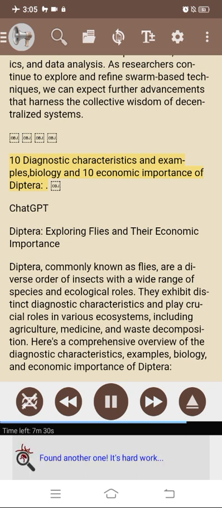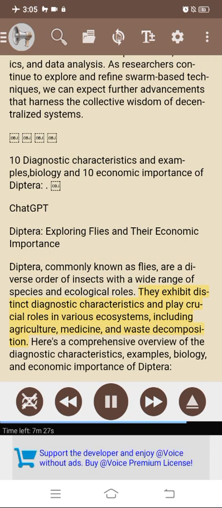Biology and economic importance of Diptera. ChatGPT. Diptera. Exploring flies and their economic importance. Diptera, commonly known as flies, are a diverse order of insects with a wide range of species and ecological roles. They exhibit distinct diagnostic characteristics and play crucial roles in various ecosystems, including agriculture, medicine, and waste decomposition. Here's a comprehensive overview of the diagnostic characteristics, examples, biology, and economic importance of Diptera.